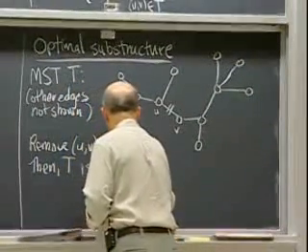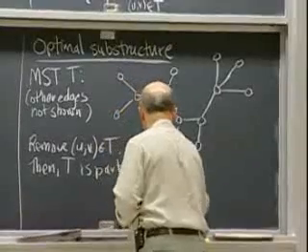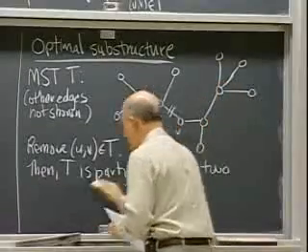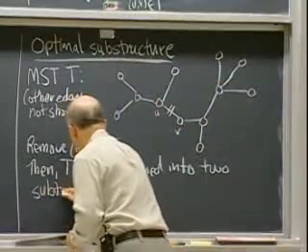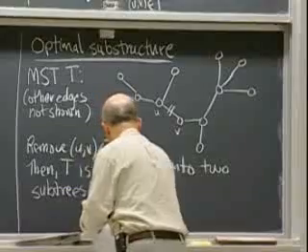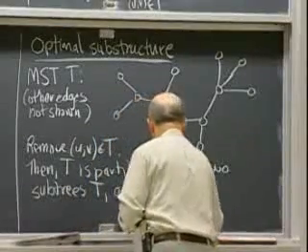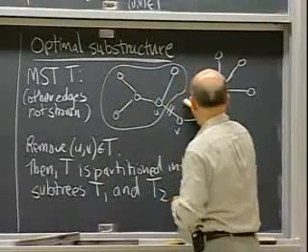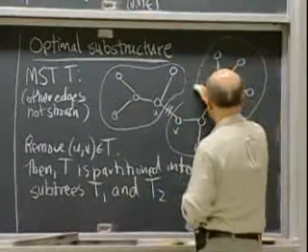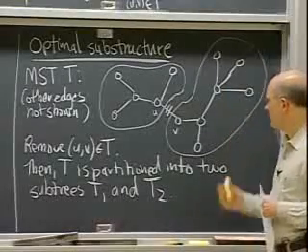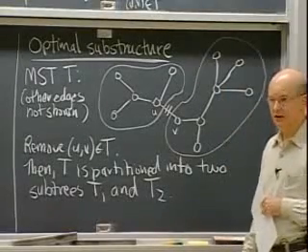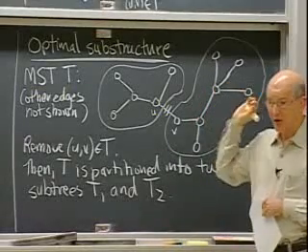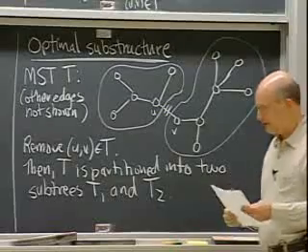T is partitioned into two subtrees, and we'll call them T1 and T2. So here's one subtree, and here's another subtree. We've partitioned it. No matter what edge I picked, there would be two subtrees that it's partitioned into, even if the subtree is a trivial subtree, for example, just has a single node in it and no edges.